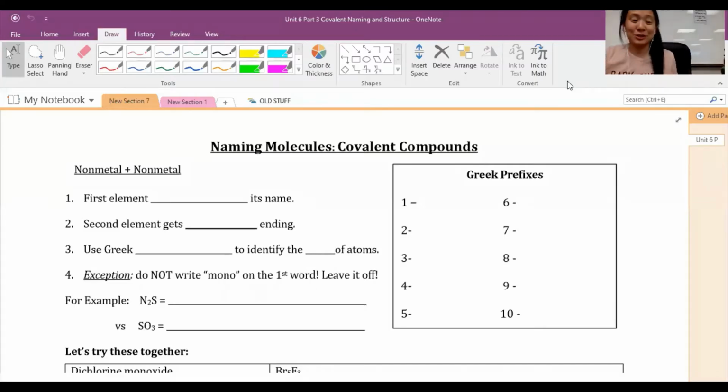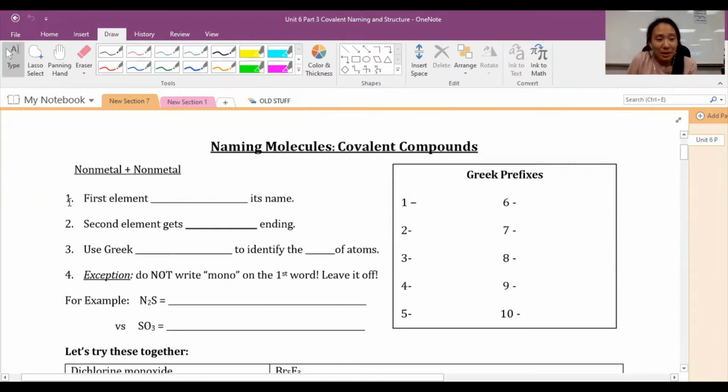Okay, so let's move on to covalent compounds. Covalent compounds is when you have a nonmetal attached to a nonmetal. We're only going to focus on two nonmetals bonding together and not more than that. But they have a completely different naming style, different types of Lewis structure that is created. So we're going to go through that right now. So let's first start with the naming.